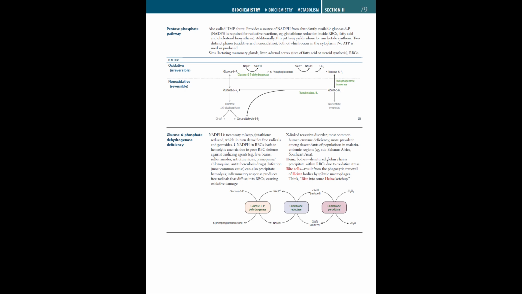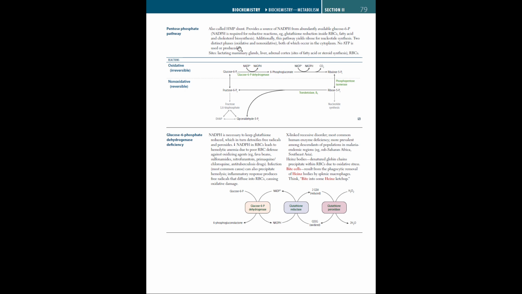So let's begin. Here on the first page, we have the pentose phosphate pathway, also called the HMP shunt. This provides a source of NADPH from abundantly available glucose 6P, or glucose 6-phosphate. Keep in mind that NADPH is required for reductive reactions, for example, glutathione reduction inside RBCs, fatty acid and cholesterol biosynthesis. Additionally, this pathway yields ribose for nucleotide synthesis.